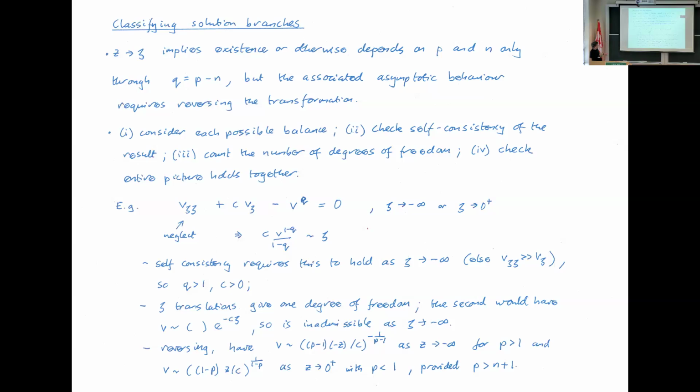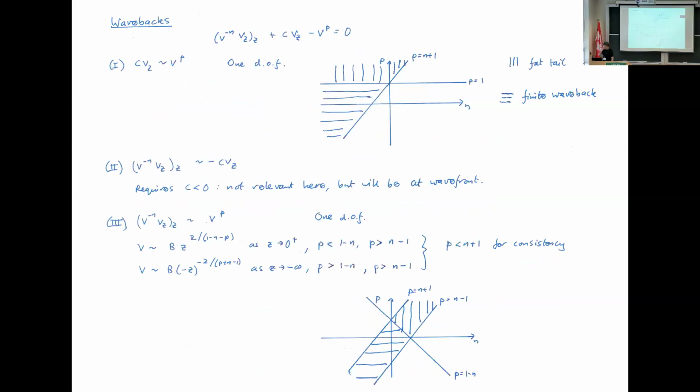And you do, if you go through reversing the transformation, you see there's two different situations. If P is bigger than 1, this is a fat tail, an algebraic decay at -infinity. Whereas if P is less than 1, V is hitting 0 at some finite location, which is being translated to be Z equals 0. Okay. So that will be the first case on the next slide. And I'm now trying to piece everything together by doing each of the possible balances.